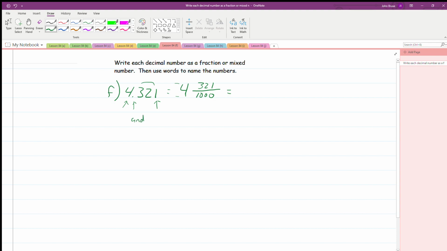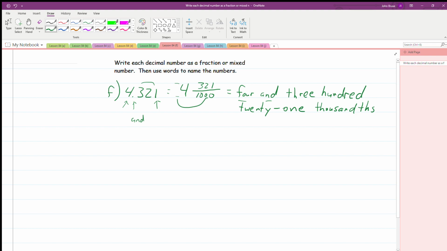So we're going to say 4 and 300, and I know I'm going to run out of space, so I'm going to write it down here. 4 and 320, and remember 21 is going to have that dash, so 21, and we're dealing with thousandths, so it's thousandths. So just like you'd say it, 4 and 321 thousandths is exactly the way you'd write it.